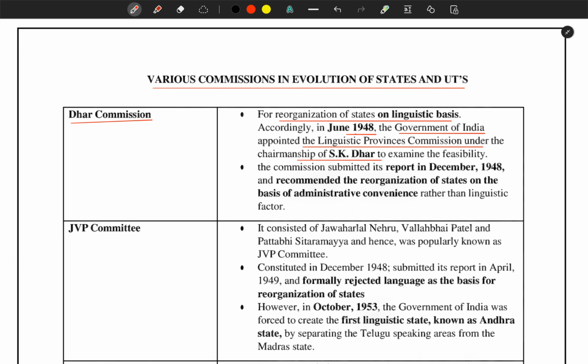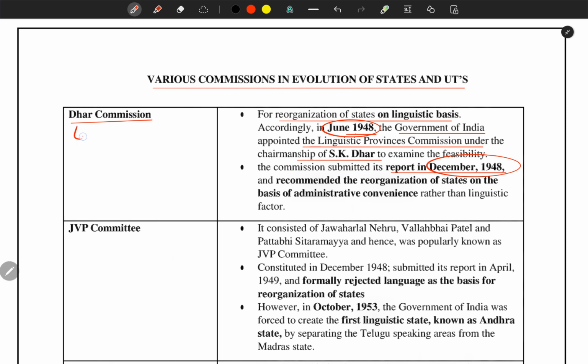So this commission, the S.K. Dhar Commission, submitted its report in December 1948. When did it submit? December 1948. When was it formed? June 1948. The commission submitted its report in December 1948 and recommended the reorganization of states on the basis of administrative convenience rather than linguistic factor.